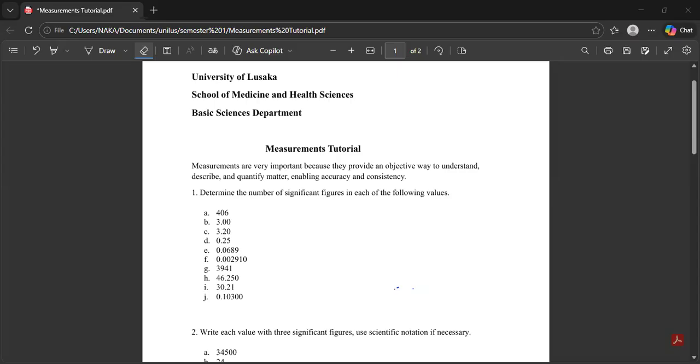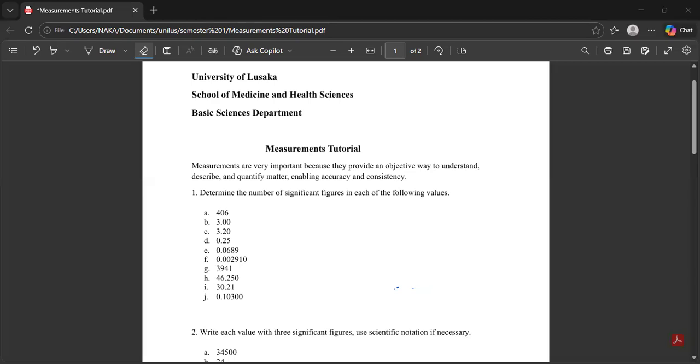So we have the first question there, which is saying, determine the number of significant figures in each of the following values. Now we have to remind each other of some of the rules that govern significant figures. We know that all non-zero numbers are significant figures. That's one thing that you need to take note of.